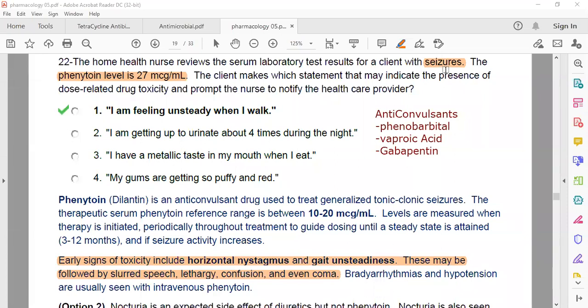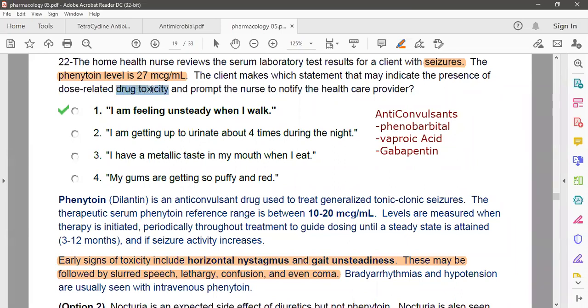So our patient was diagnosed with a seizure, and the patient took the anticonvulsant medication phenytoin. After monitoring the blood level of phenytoin, we found it is 27, right? A little bit higher than the normal therapeutic range. The client makes which statement that may indicate dose-related toxicity, and we need to notify the healthcare provider?